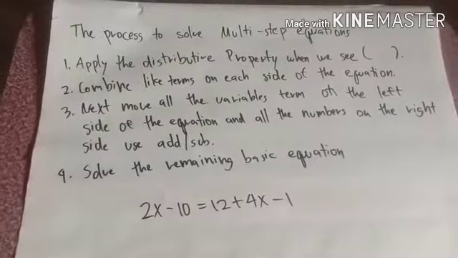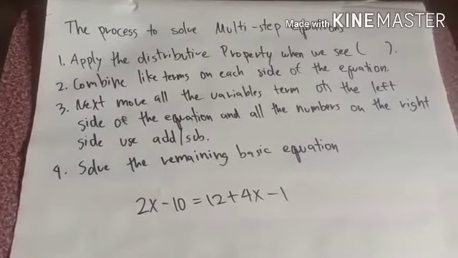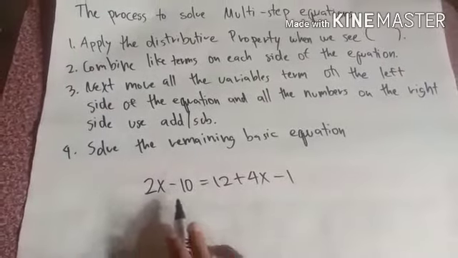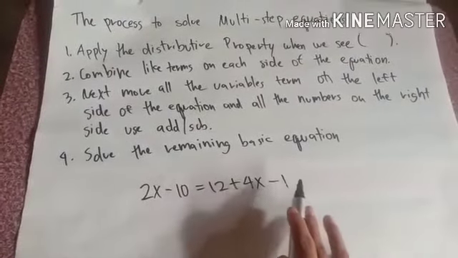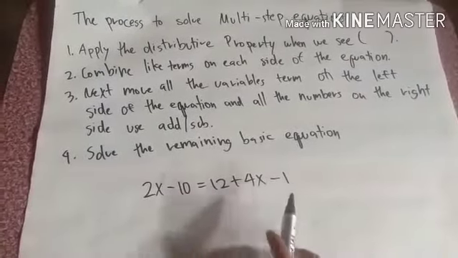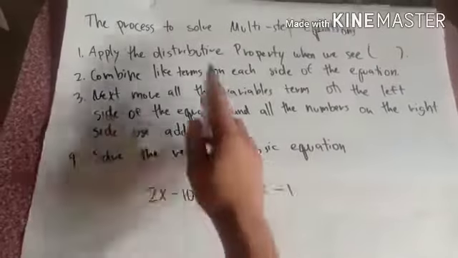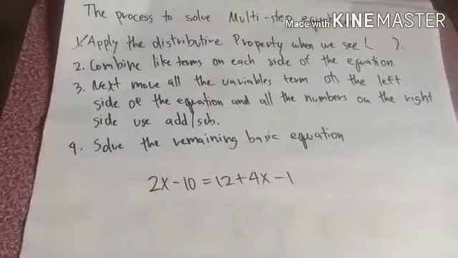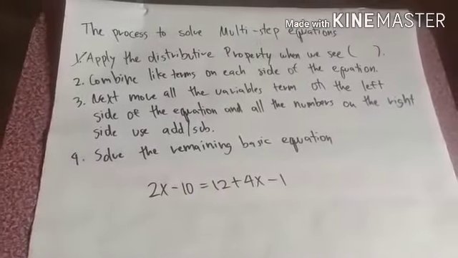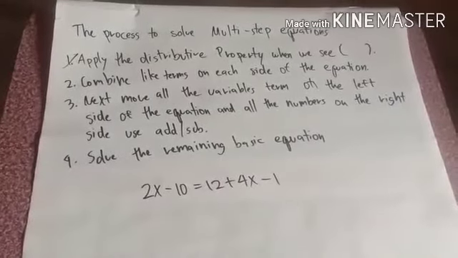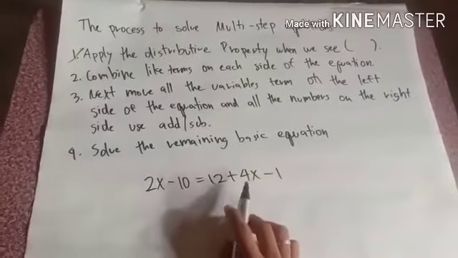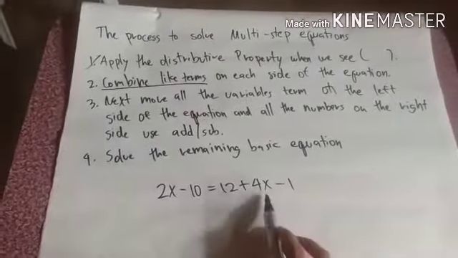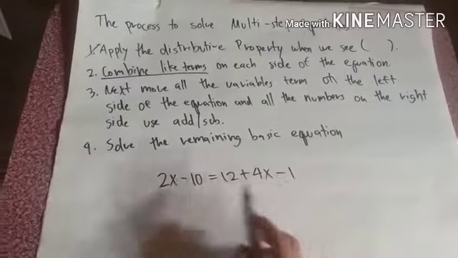And now I have another equation to solve using the multi-step process: 2x minus 10 equals 12 plus 4x minus 1. There is no parenthesis, so we don't need to apply the distributive property. And next we will proceed to the next process, combine like terms on each side of the equation. This is the like term, 4x minus 1.